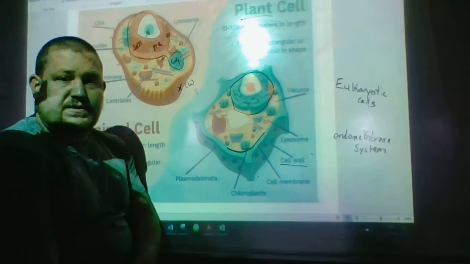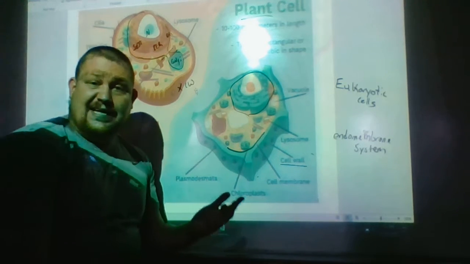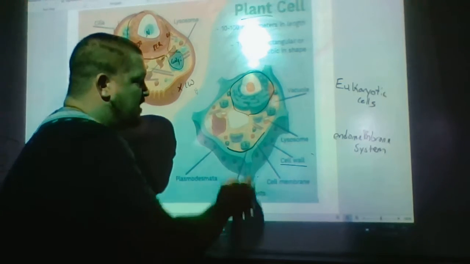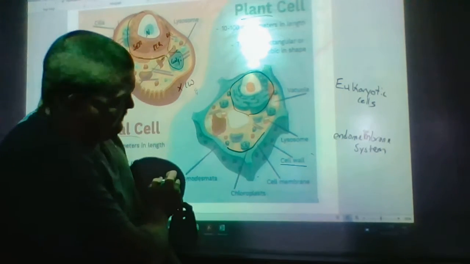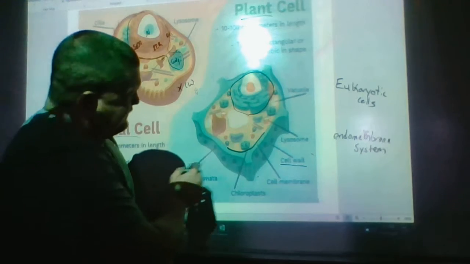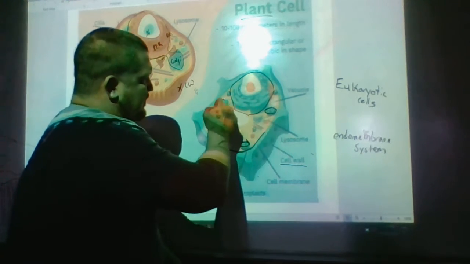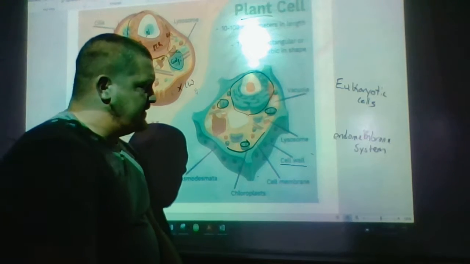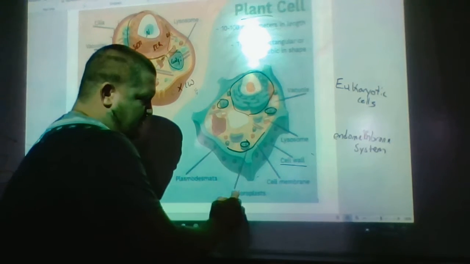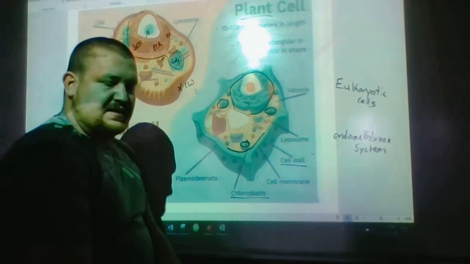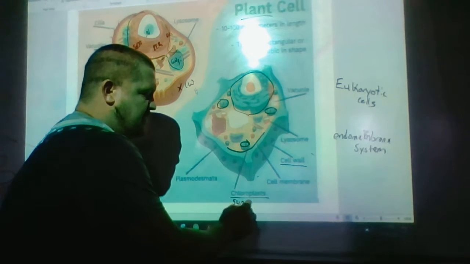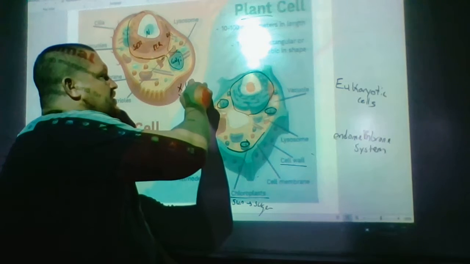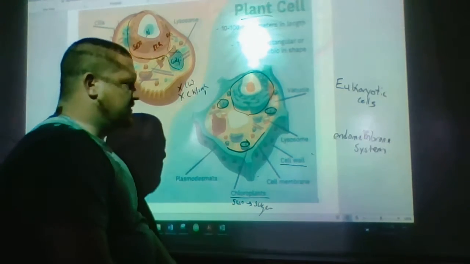Another thing plants do is, well, most of them do not eat, so they need to get sugar from somewhere. I can't really tell, it's kind of blurry, but I think it's these. Oh yeah, I was right. Chloroplasts, right? So chloroplasts make sun to sugar. Chloroplasts are not in animal cells.